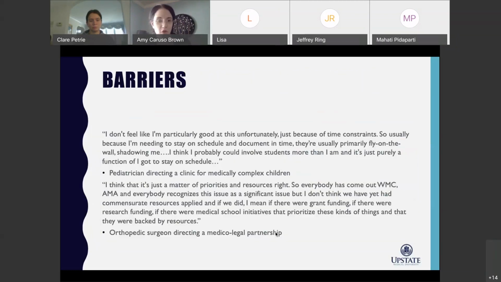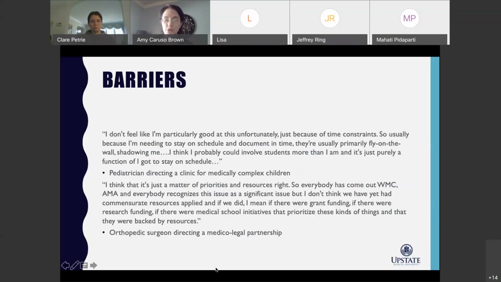So here are a few of the quotes that really represent some of the concerns of the faculty in our study. So one pediatrician who directed a clinic for medically complex children said, "I don't feel that I'm particularly good at this, unfortunately, just because of the time constraints. So usually because I'm needing to stay on schedule and document in time, they're usually fly on the wall shadowing me. I think I could probably involve students more than I am, and it's just purely a function of how I have to stay on schedule."